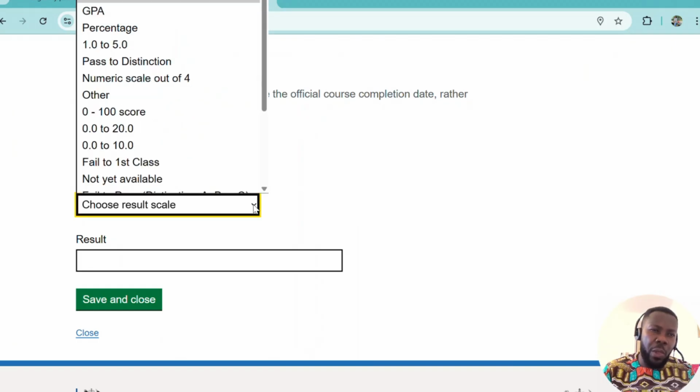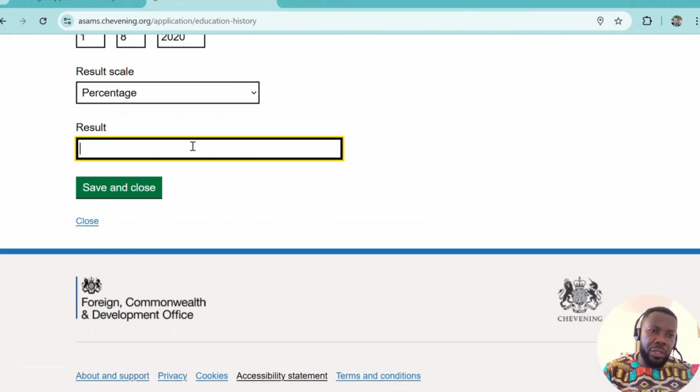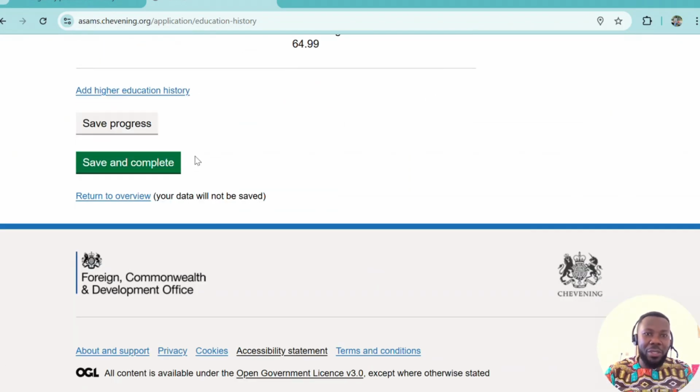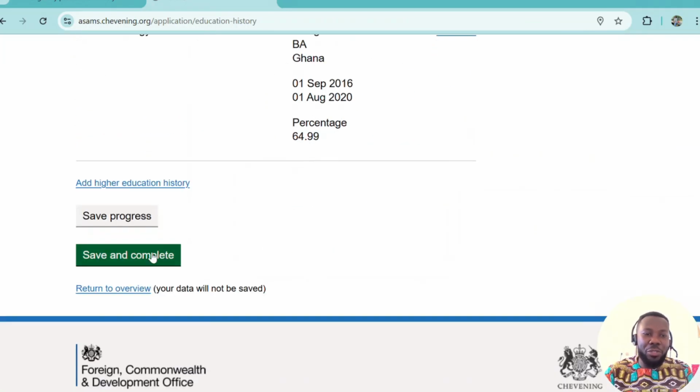Result scale and percentage, result 62.5. Yeah, so it's 64.99. I will save and close. Is it not save and complete? Okay, save and close, and then save and complete. Okay, so I just have one entry, so I will save and complete.